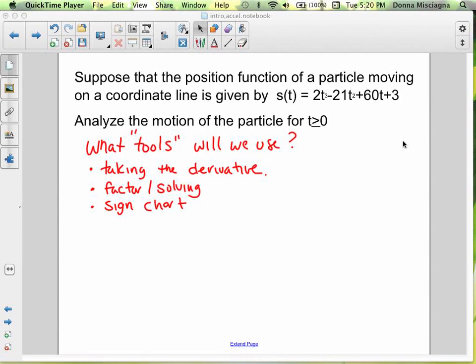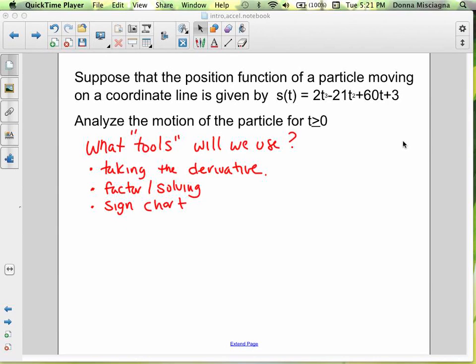Welcome back. Suppose the position function of a particle moving on a coordinate line is given by s of t equals 2t cubed minus 21t squared plus 60t plus 3. Analyze the motion of the particle for t greater than or equal to 0.